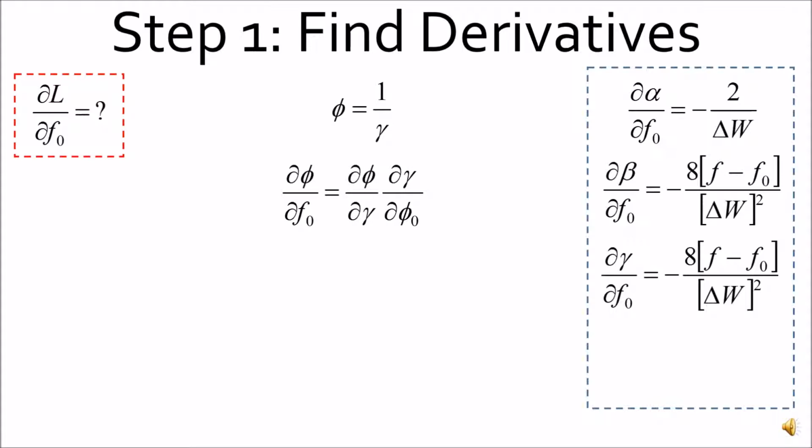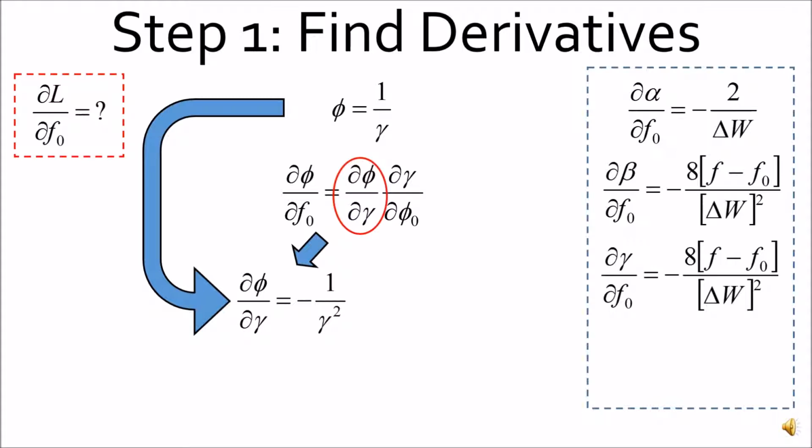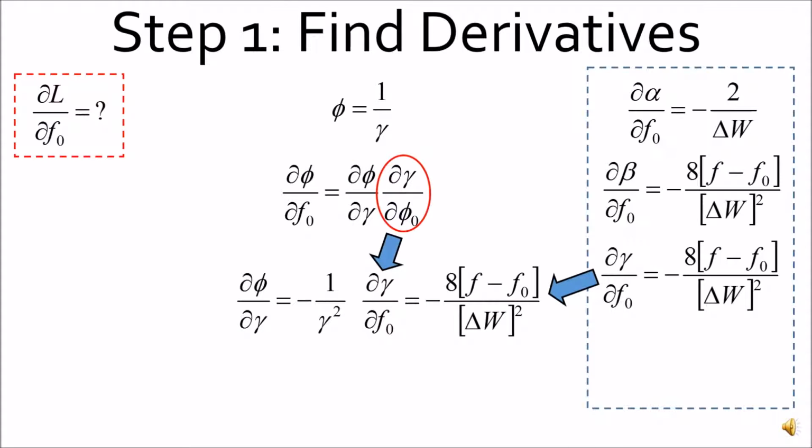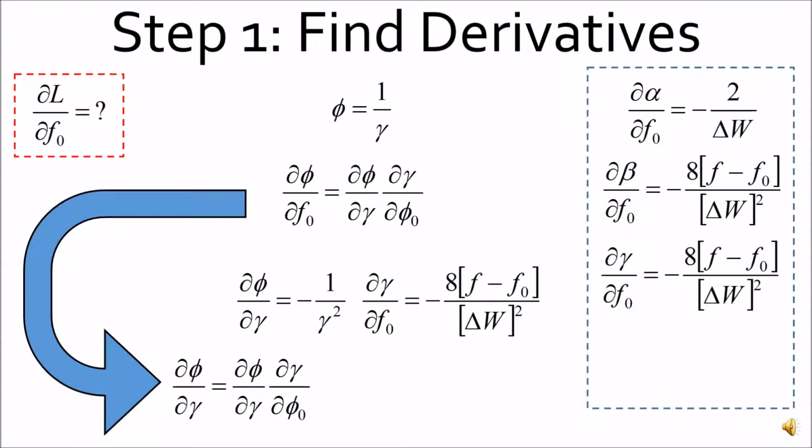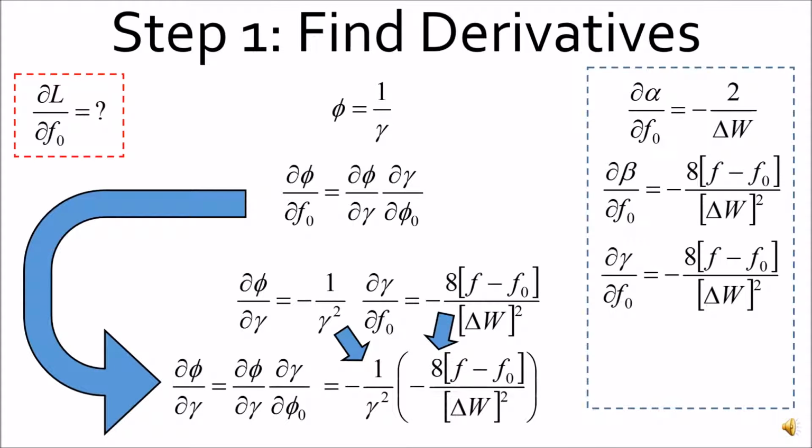Okay, we apply the chain rule one last time. So in this case, the derivative of phi with respect to f naught is just equal to the derivative of phi with respect to gamma multiplied by the derivative of gamma with respect to f naught. Apologies there, that should be f naught, not a phi naught. Okay, so this is reasonably straightforward. The derivative of phi with respect to gamma is just minus 1 over gamma squared, and the derivative of gamma with respect to f naught we have previously, which is just this. Multiply them together and we get the following.